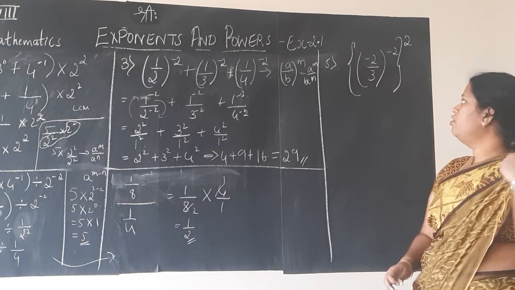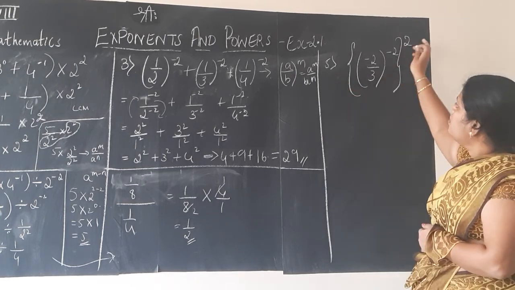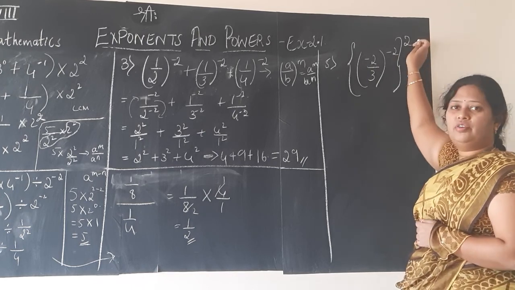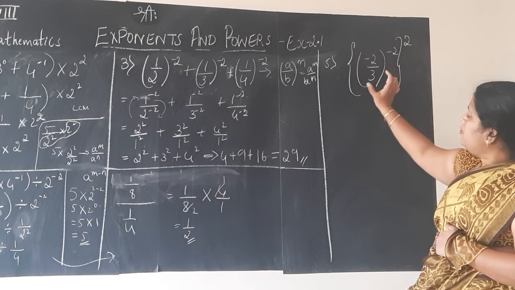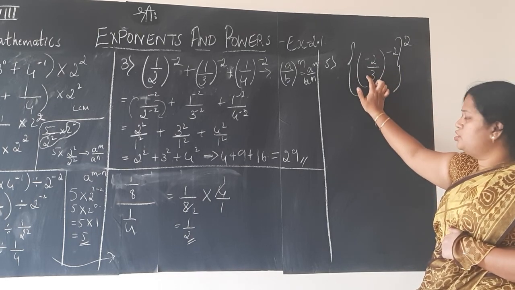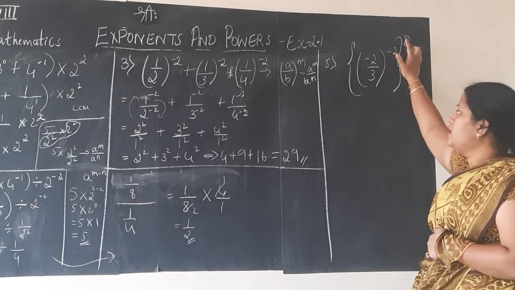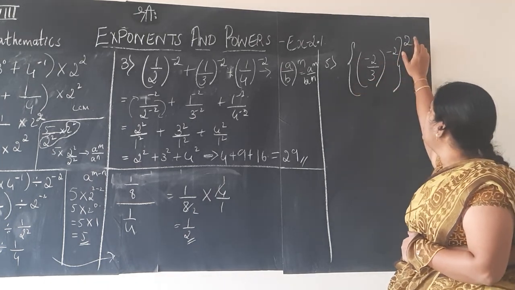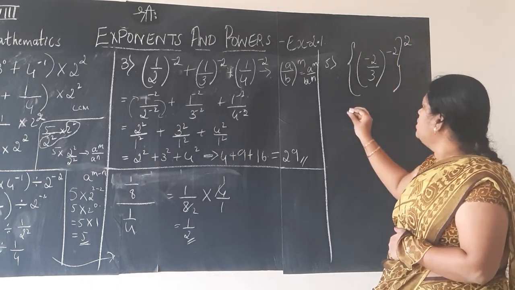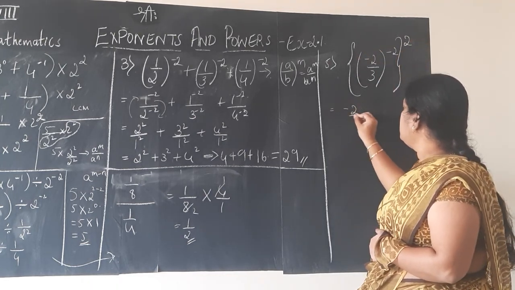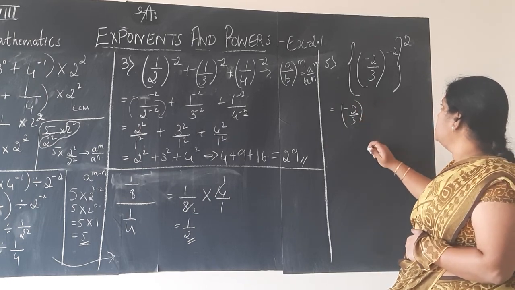The fourth problem I will solve for you. Before that, let me solve the fifth one. The question seems to be difficult if you look, but it is very easy to simplify, children. In the square bracket, you have the fraction minus 2 by 3 and it has a negative exponent minus 2. Again you have a flower bracket, whole raised to the power 2. How do you solve it? Don't touch minus 2 by 3, the fraction inside the small bracket, for now. Keep it as it is.